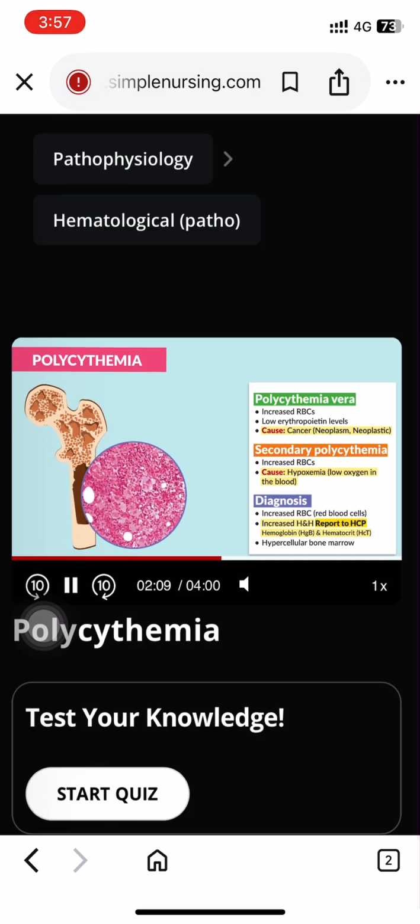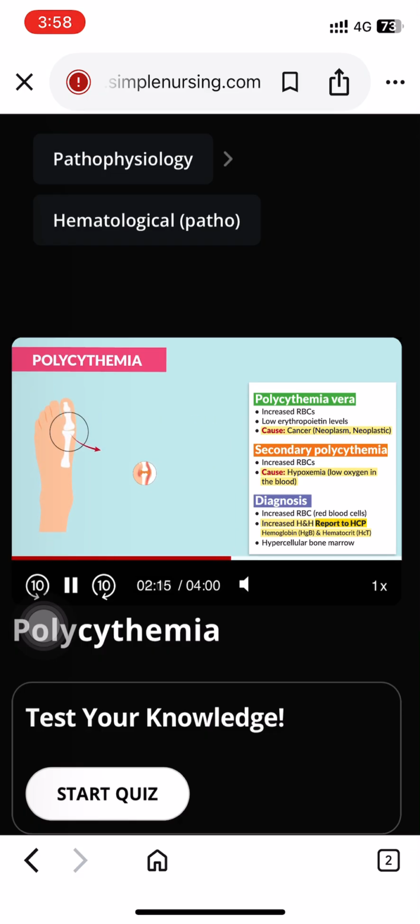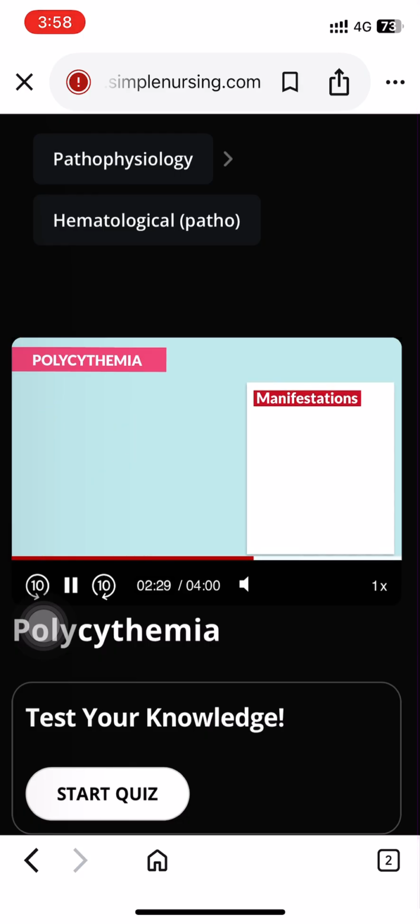We also see hypercellular bone marrow from the bones producing too many RBCs, and also hyperuricemia, basically excess uric acid inside the blood due to a high turnover of RBCs, those red blood cells, which results in a higher than normal uric acid production. Now, in terms of manifestations, always think about the patho first.